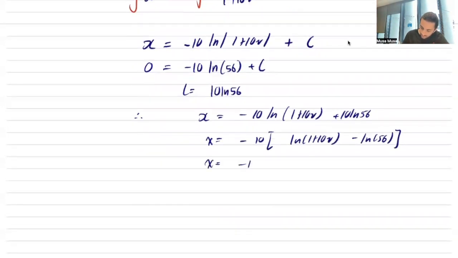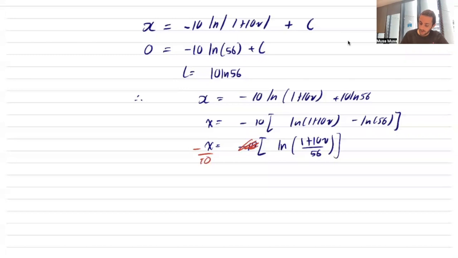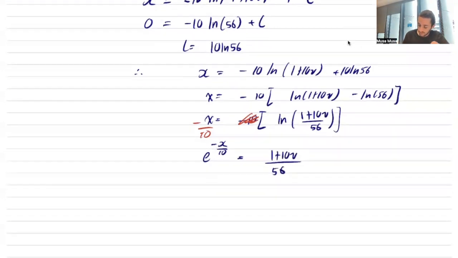This equals, because we need v as the subject, 1 plus 10v on 56. Then if we take this back into index form, actually, no, I'm going to get rid of that and put it over 10 like this. It'll be e to the power of minus x on 10 equals 1 plus 10v over 56. Rearranging this, I think you can see what's going to happen. We're going to get v equals 56 e to the minus x on 10 minus 1, and then a tenth of the whole thing.